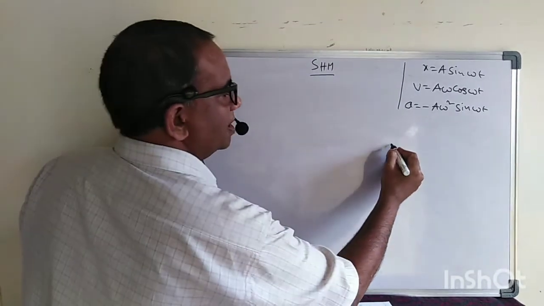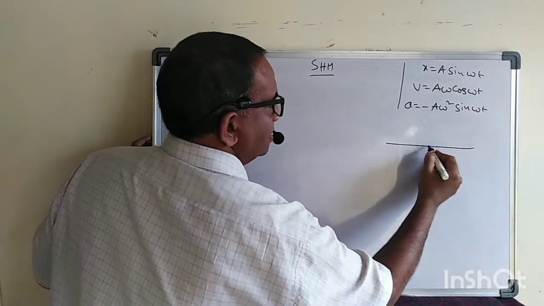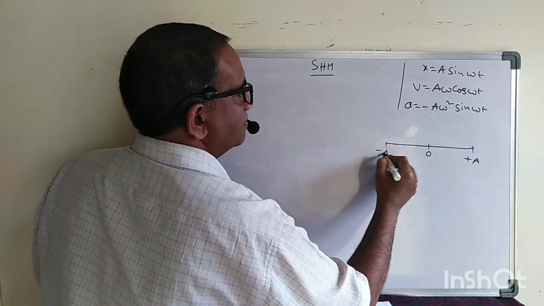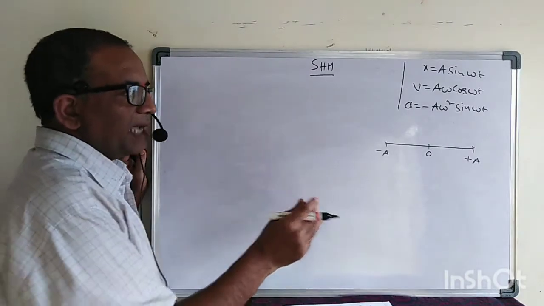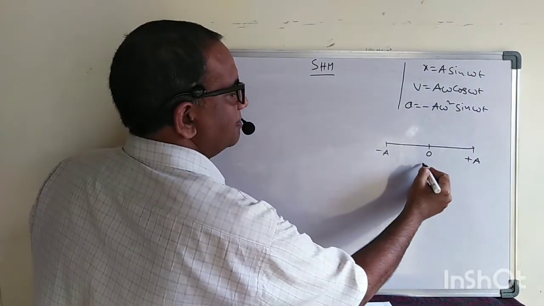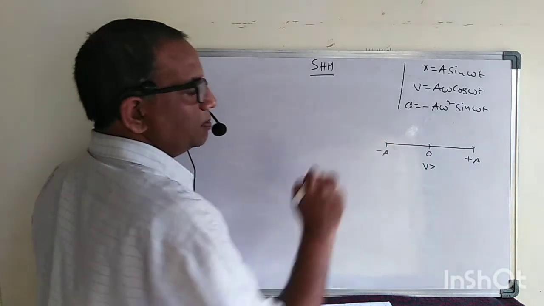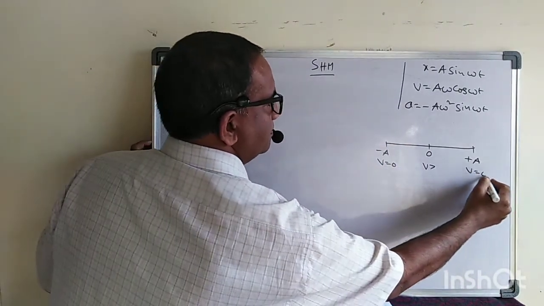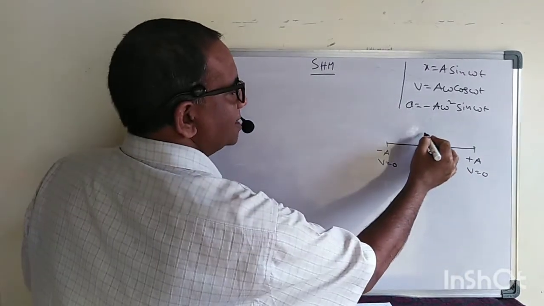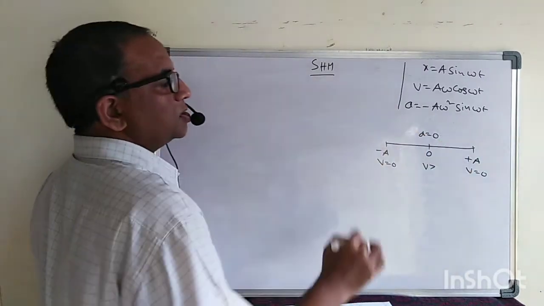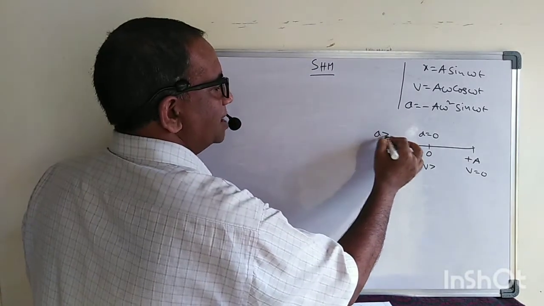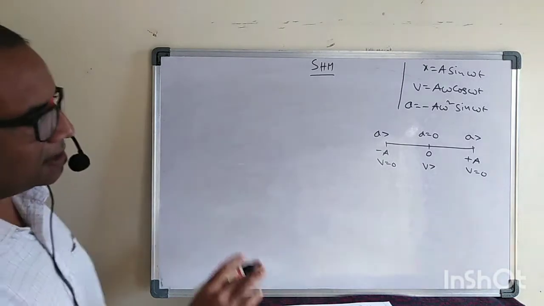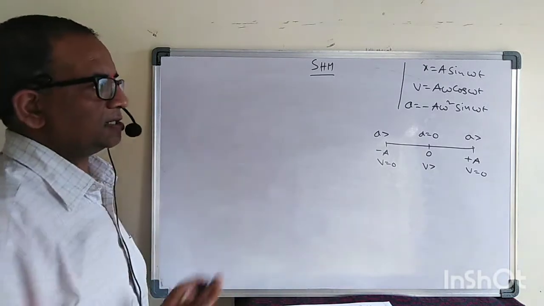If you observe carefully, suppose this is the mean position, and these are the extreme positions plus a and minus a. See what calculations we made: velocity is maximum at the mean position and velocity is 0 at the extreme position. Also, acceleration is 0 at the mean position and acceleration is maximum at the extreme positions. These are the things we discussed in the last class.